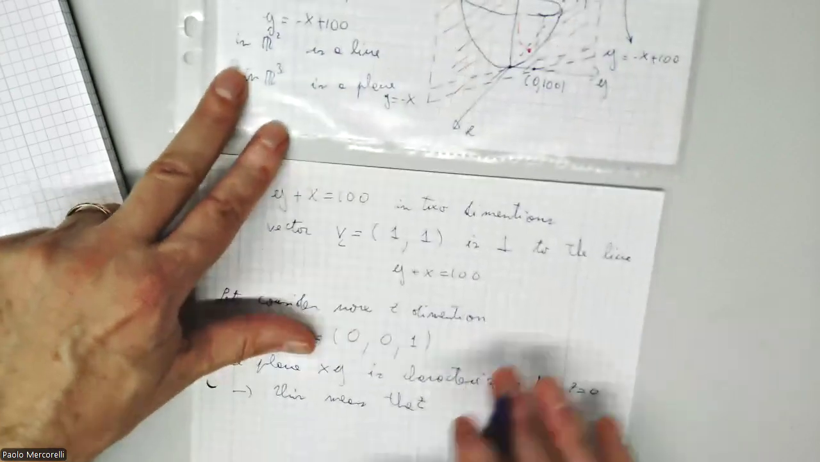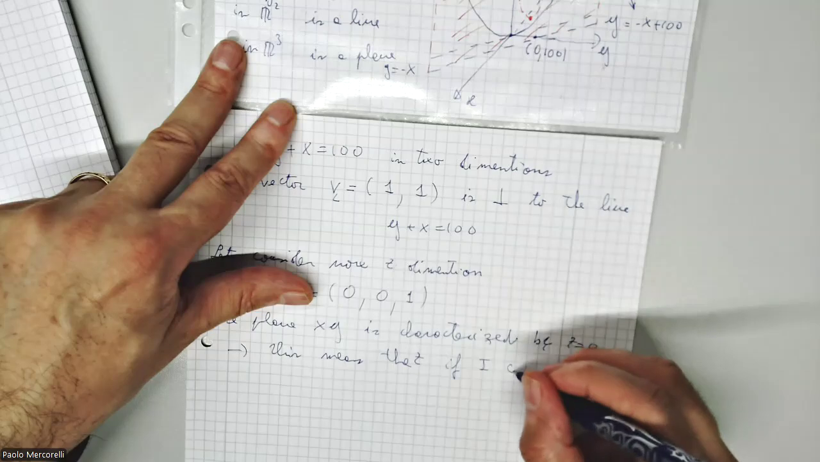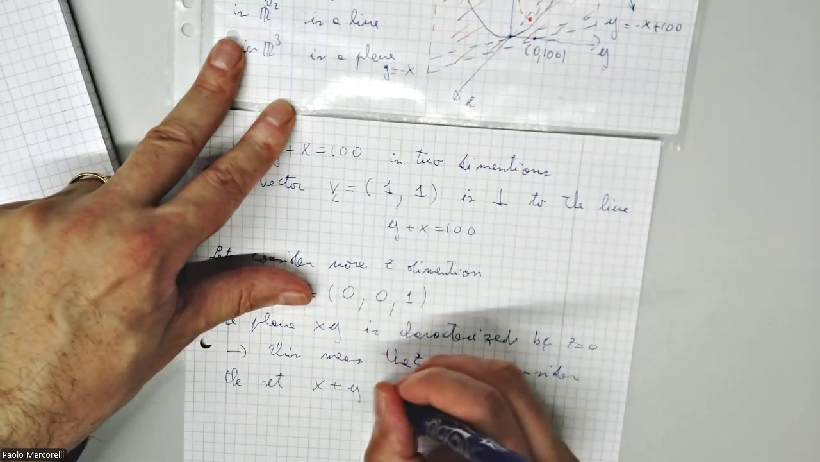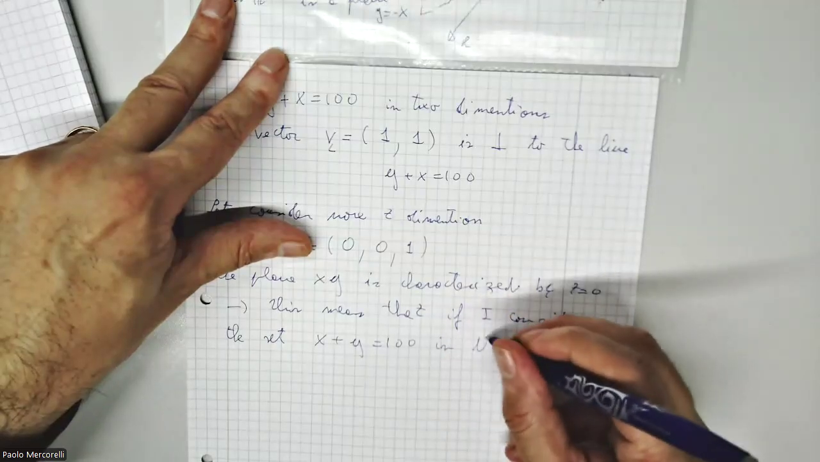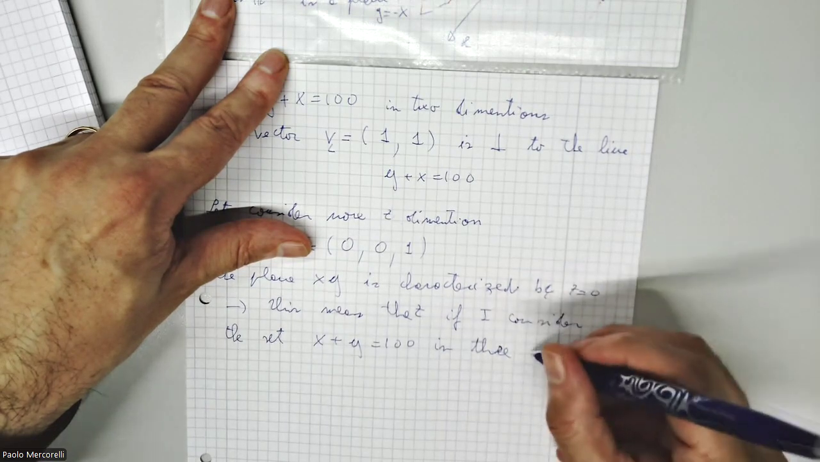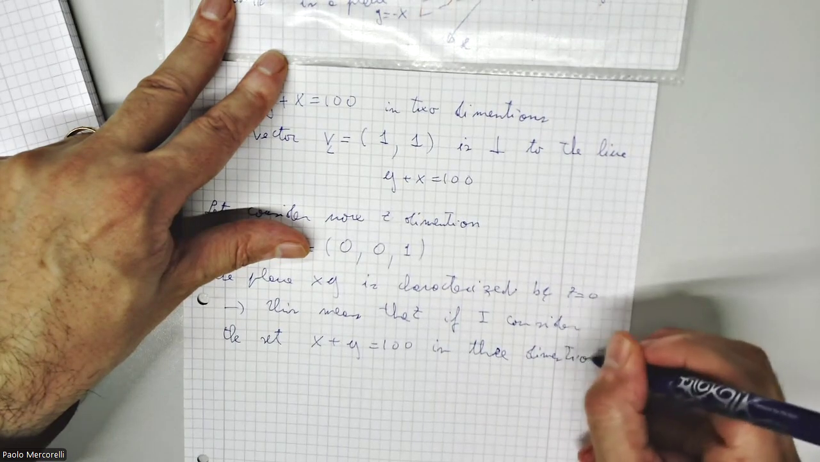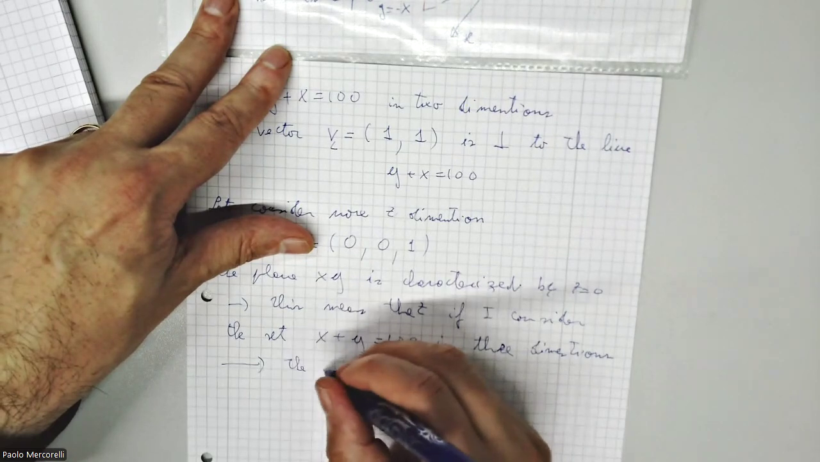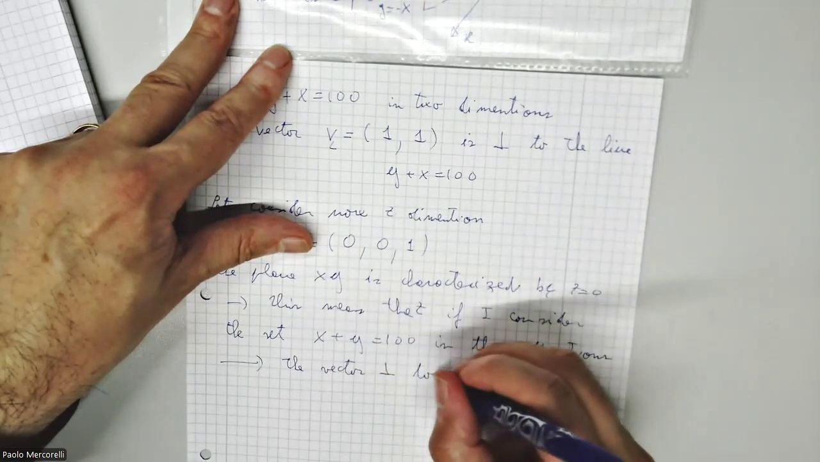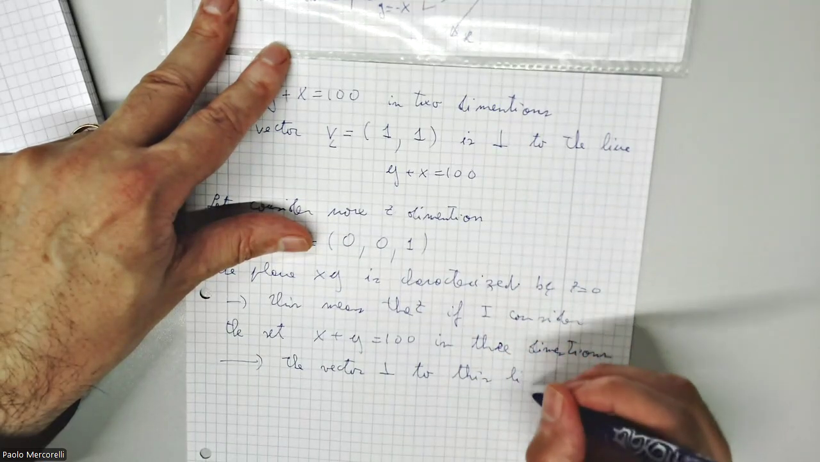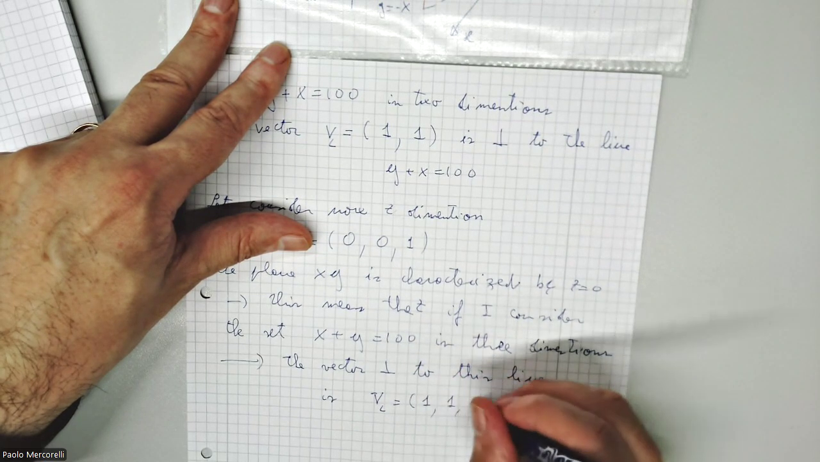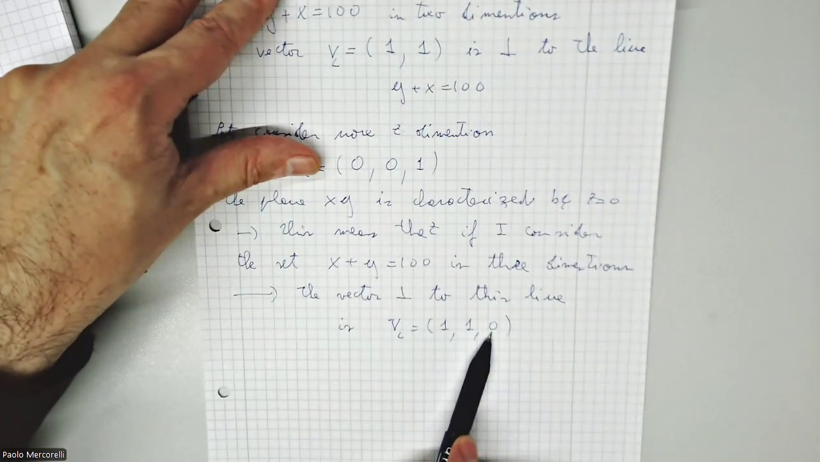This means that if I consider, I write so it's clear what I intend, the set X plus Y equals 100 in 3 dimensions, then the vector orthogonal to this line is, because the line lies on the plane xy, which is characterized by z equals 0.